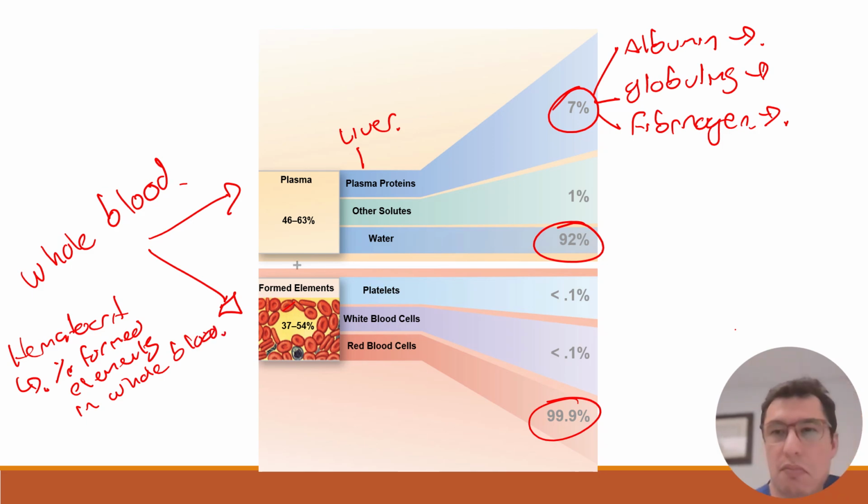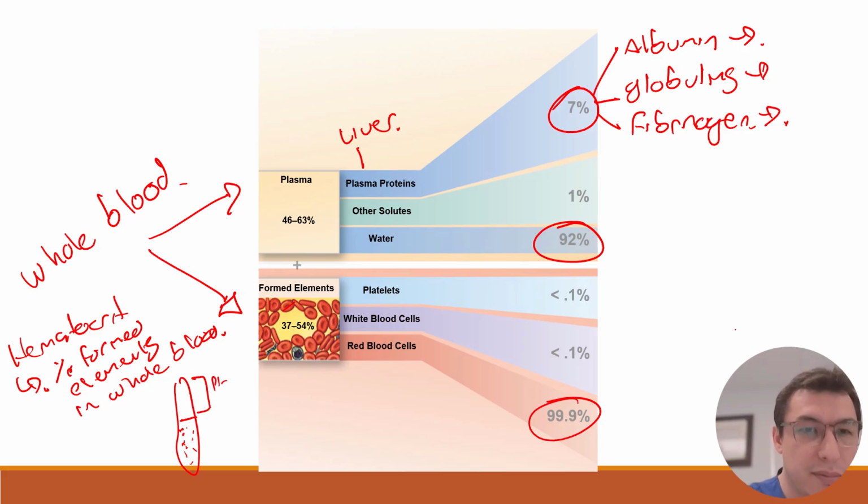So they put a sample of blood into a test tube. They put it in a centrifuge, and they divide the different components through density. Now, because red blood cells are the most dense, they will go to the bottom of the test tube. And the plasma component will stay at the top, and these will be formed elements.